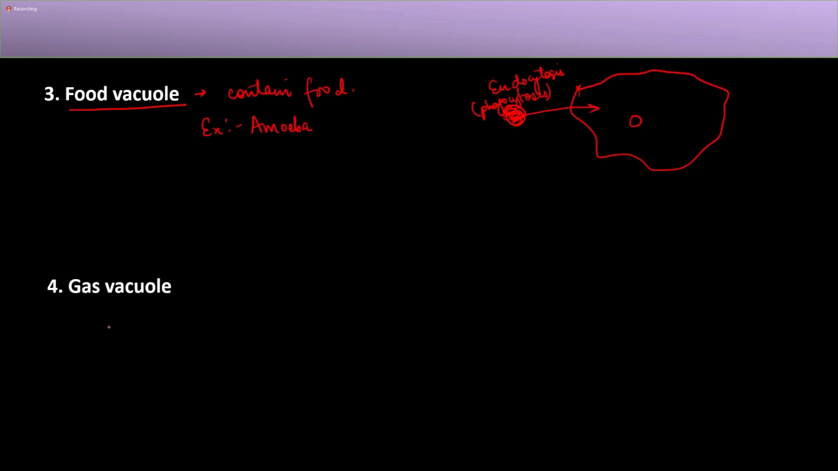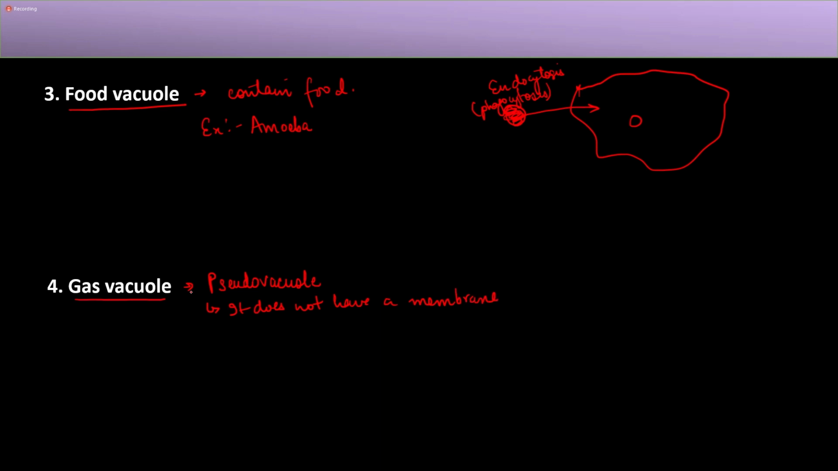The next type of vacuole is the gas vacuole. But the gas vacuole is not actually a vacuole, it is a pseudo vacuole. Why is it called a pseudo vacuole? Because it does not have a membrane.